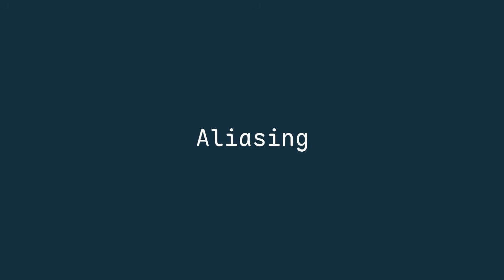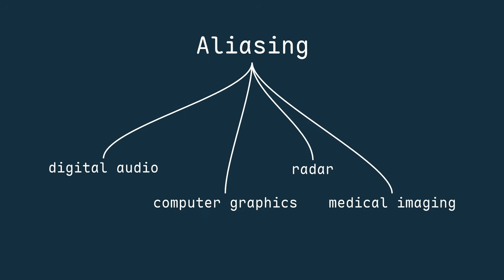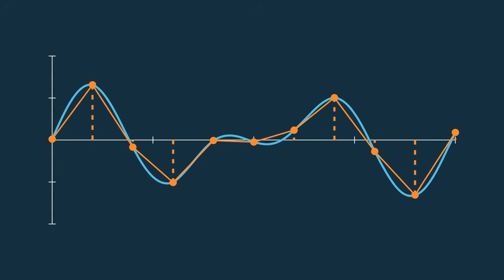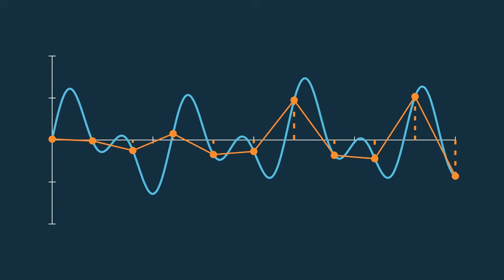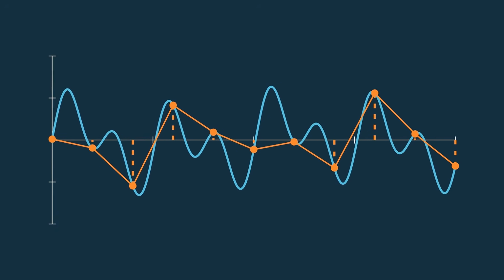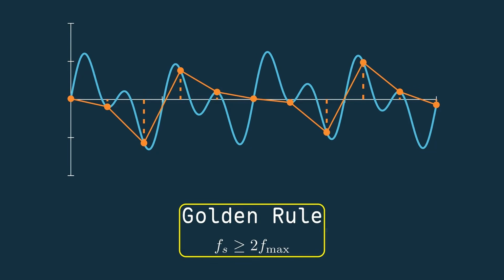Aliasing is one of the most fundamental concepts across fields from digital audio and computer graphics to radar and medical imaging. It describes how high-frequency information, when sampled too sparsely, can masquerade as lower frequencies. In this video, we'll see exactly why sampling below twice your highest frequency causes foldback artifacts, and how to predict the aliased result. To understand why this happens, let's briefly recap sampling and the Fourier transform.